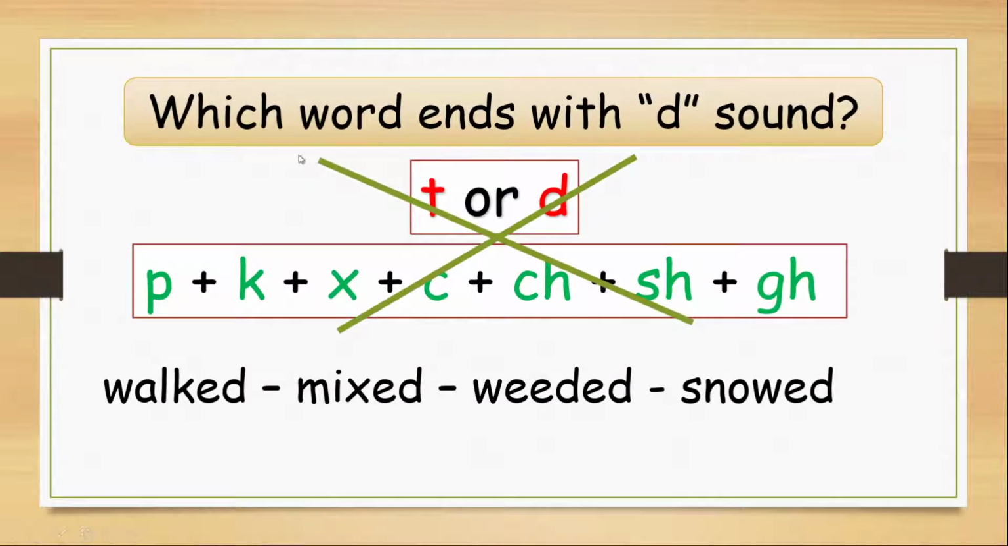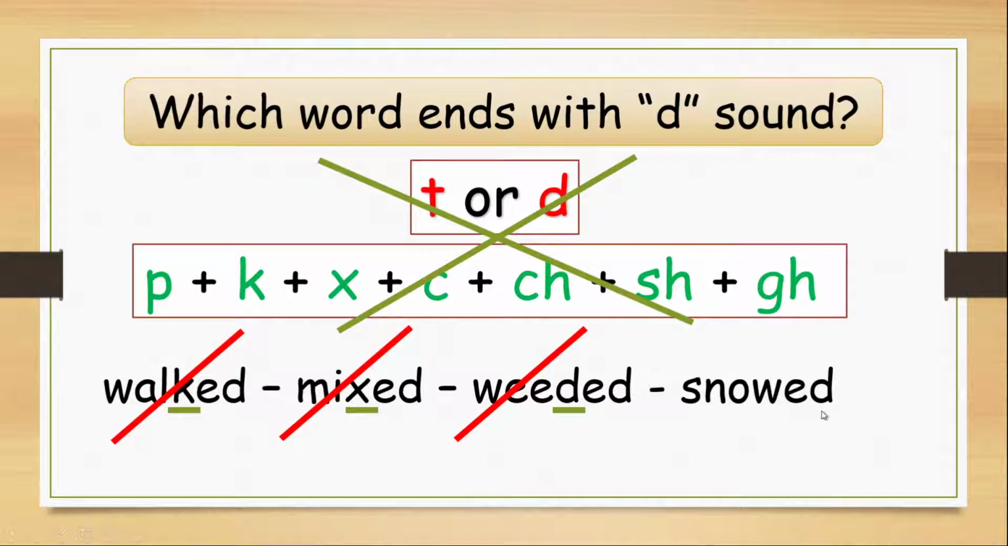Now, which word ends with the d sound? The letter before the ed should not be among these letters. The t and d are for the ed sound. And the p, k, x, c, ch, sh, and f are under the t sound. So let's start. Walked. K is here. It's among the t sound. So no. Mixed. The x is among the t sound. So no. Weeded. The d is among the ed sound letters. So no.